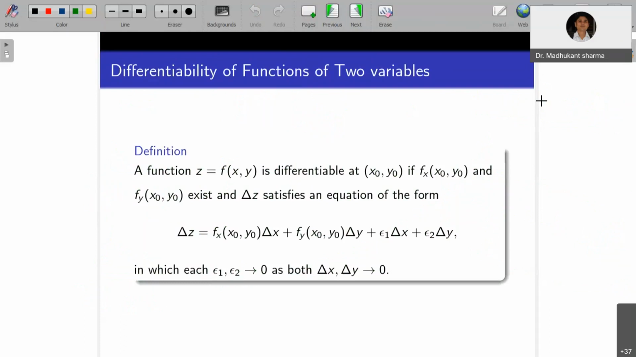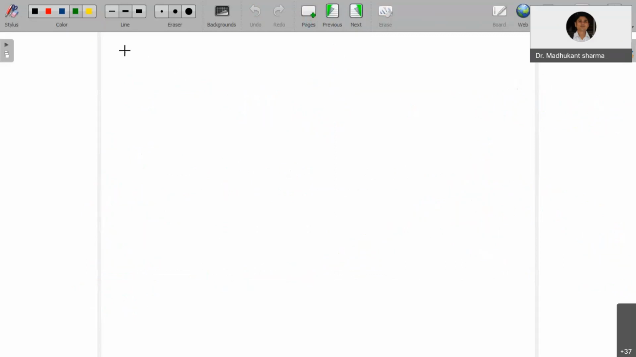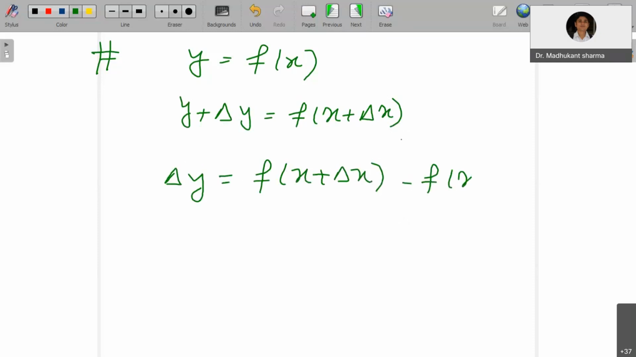Okay. Right. So now in the single variable case, when you talk about the differentiability, you have y equals f of x. You have the increment, like y plus delta y equals f of x plus delta x, if you look at the fundamental definition. And then the increment delta y is nothing but the difference, f of x plus delta x minus f of x. Then you divide both sides by delta x and then apply delta x tends to 0.